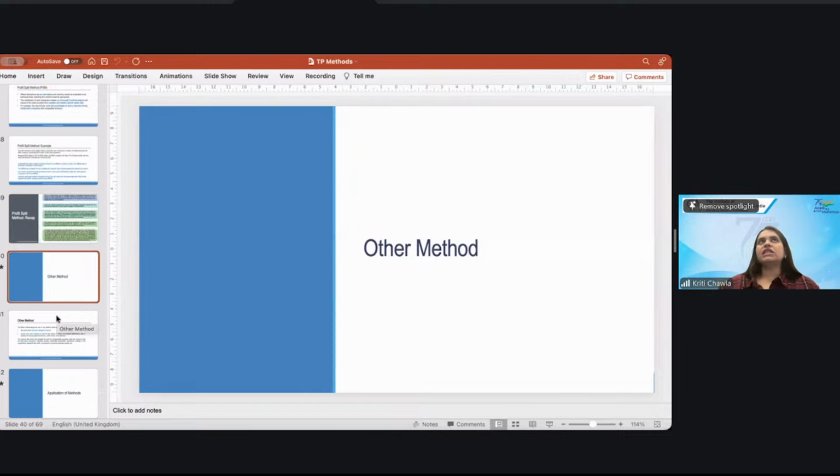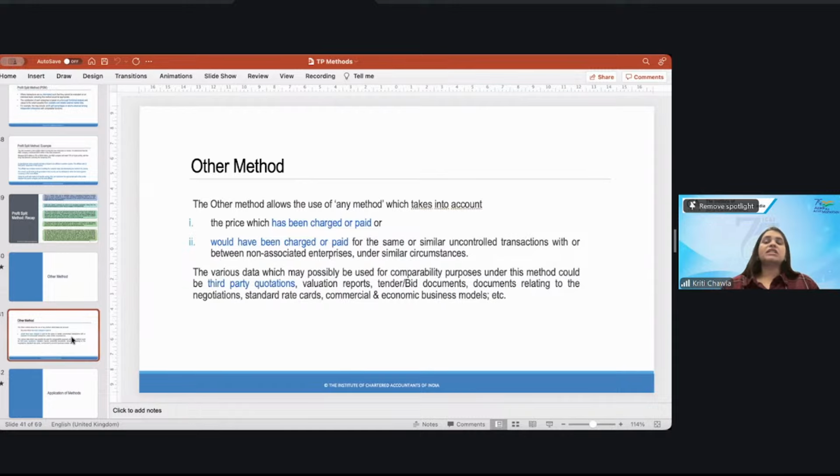Now, the next method is basically called the other method. Mentioning this again, because this is an important thing to remember, this is a method which is very, very specific to Indian transfer pricing regulations. This is also referred to as the sixth method in transfer pricing. It's also called the other method. It's also called the sixth method in transfer pricing. So what is the other method?